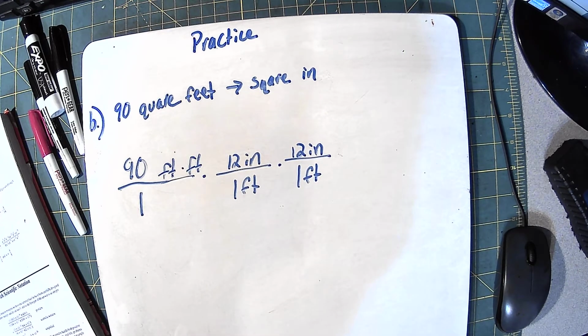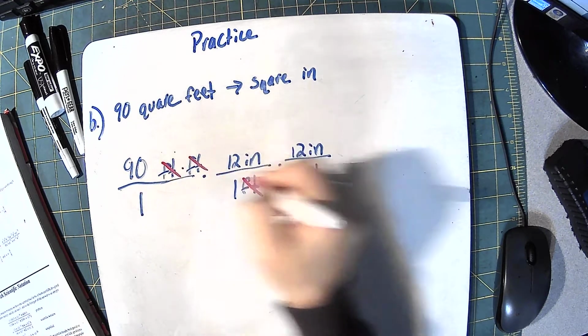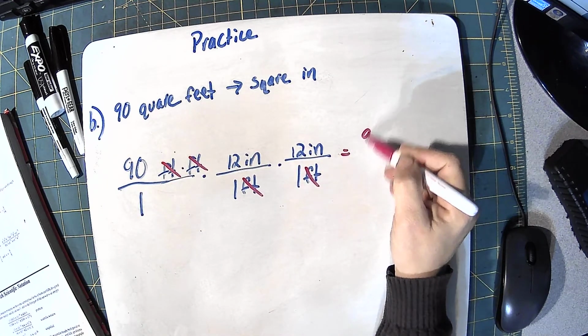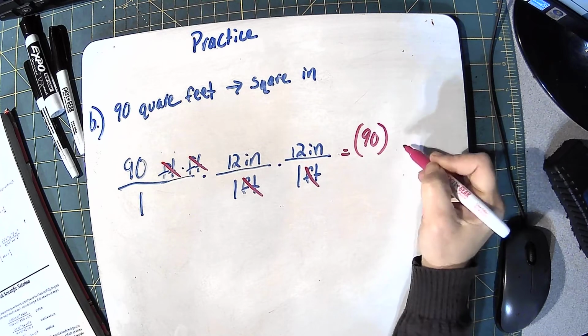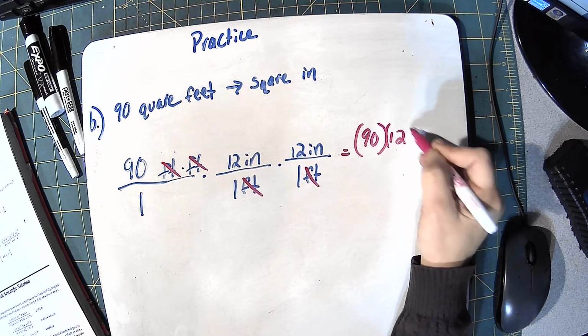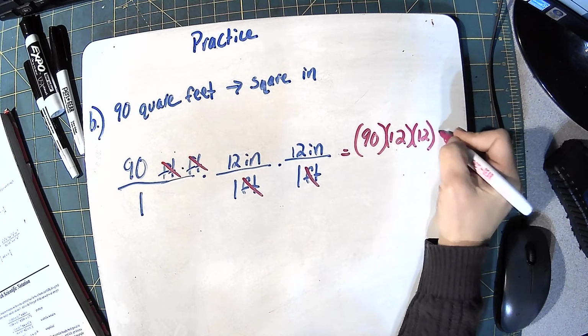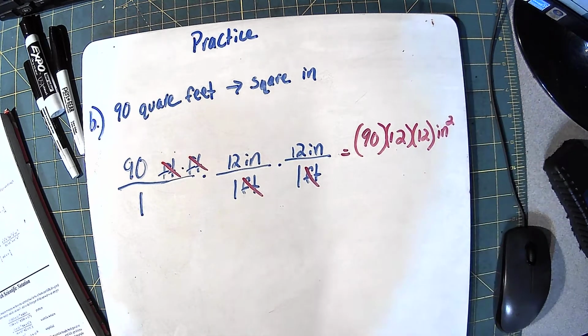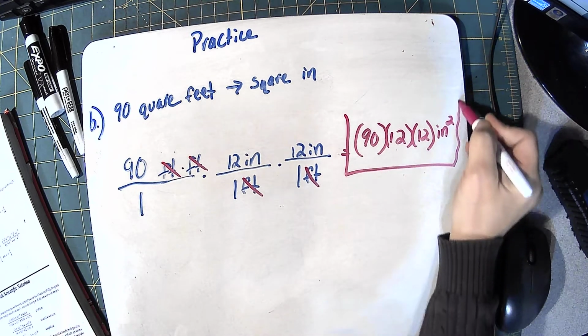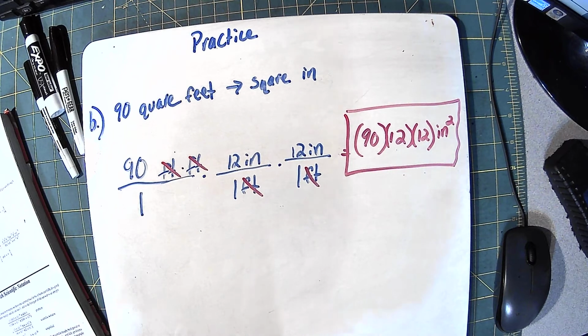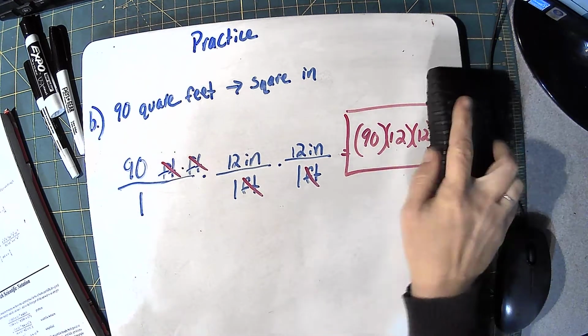Okay, then I'm just going to cancel my units, and I'm going to get 90 times 12 times 12, and then I've got inches squared. And that should be the answer right there. That was B. Alright, one last one. It's a little bit longer.